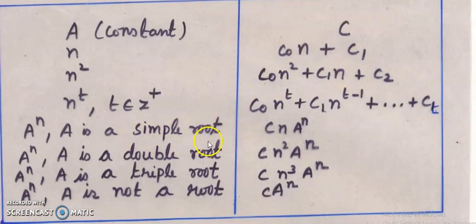As you know, a simple root means not repeated; the root occurs only one time. What is a double root? It occurs twice, like values 2, 2 or 3, 3; we say that root is a double root. A triple root is one that is repeated thrice while finding the roots. And when you take a^n and a is not at all a root of the characteristic equation, then we say it is not a root. You will understand more while doing the problem.